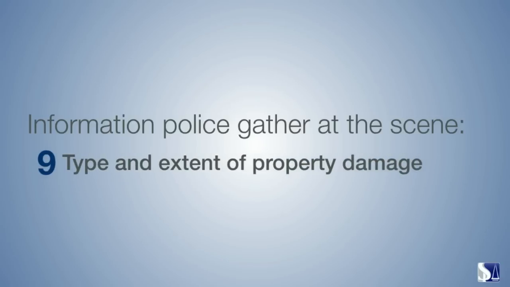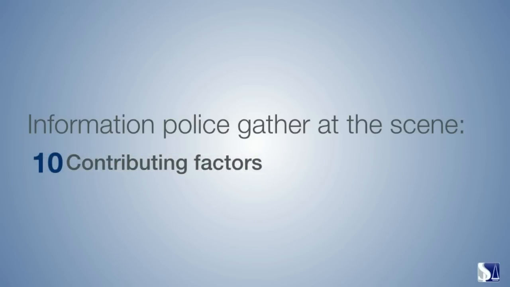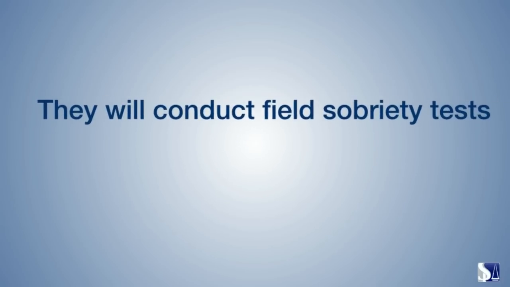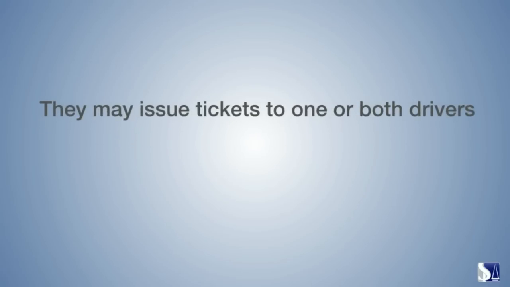Then they make notes of contributing factors such as speeding, non-working brake lights or turn signals, etc. In addition, the police may take photographs of the scene and damage to the cars. They will conduct field sobriety tests if they think alcohol or drugs contributed to the accident, and make arrests for DUI if necessary. Depending on their assessment of the accident and its causes, they may issue tickets to one or both drivers. If any of the cars aren't drivable, the officer will call a towing company, either contracted with the city or designated by the drivers.